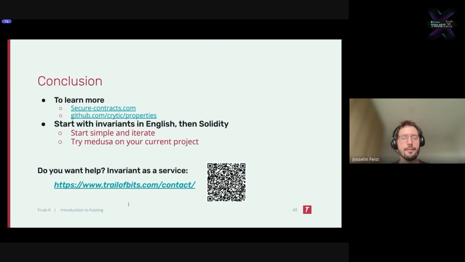The high-level thing that I want you to remember from this is that if you want to start with invariants, start simple. Start in English, then Solidity, then iterate. Don't try something too fancy. Don't try something too complex. If you find a bug with your first invariant, probably there is something going wrong either in the code base or in your approach. I highly recommend you try Medusa on your current or next project, because the more exposure and experience you get with fuzzing, the easier it's going to get for you to be quicker.